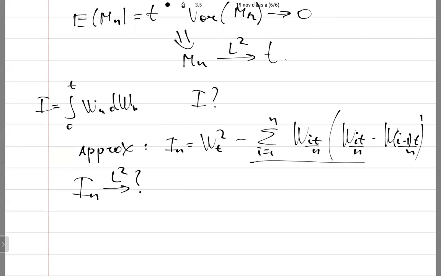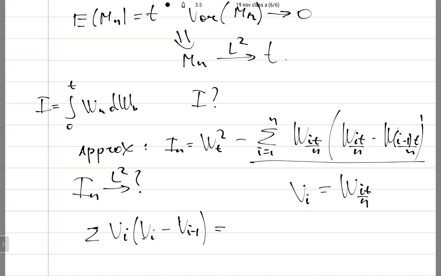Let's open the brackets here. For simplicity, let me write... vi will be just w_ti over n, because I'm bored to write anything ti over n. So I need a sum of Wi minus Wi minus 1.